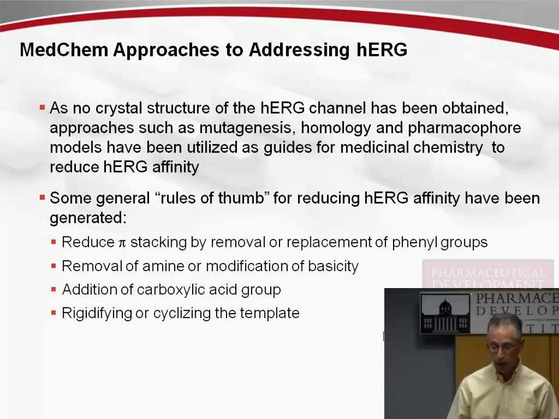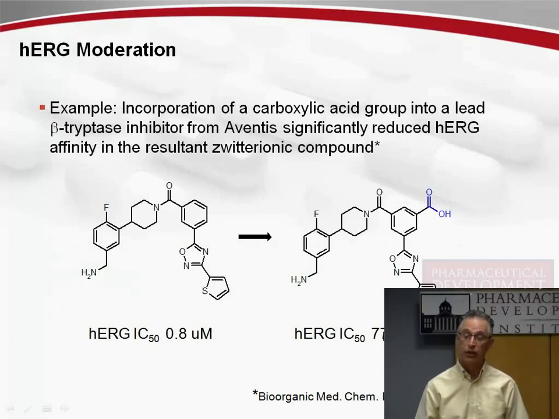I give an example here where the introduction of a carboxylic acid group into a lead beta tryptase inhibitor from Aventis was very successful in modifying a fairly potent hERG compound to one that's about 100-fold less potent.